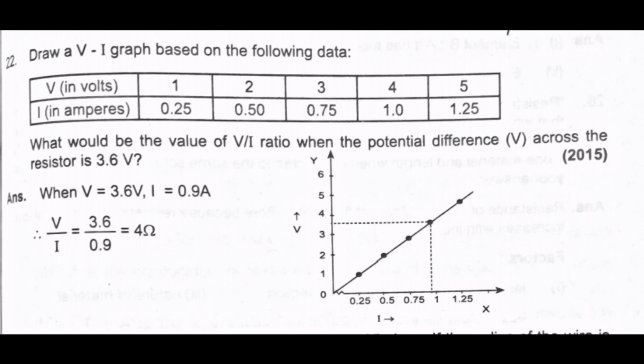Here we have one more question, that is, what will be the value of V by I when the potential difference across the resistor is 3.6 volt? Yes, here for 3.6 volt we are getting the value of current as 0.9 ampere. So what will be the value of V by I? That will be 3.6 by 0.9. So that is 4 ohm. That is the value of resistance. Hope it is clear to you.